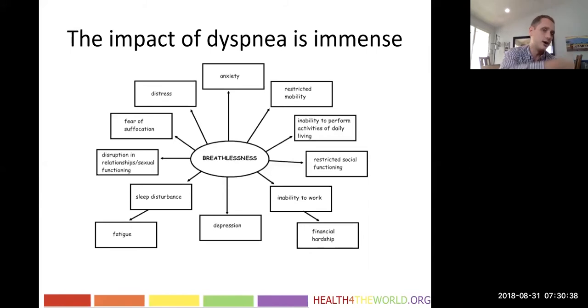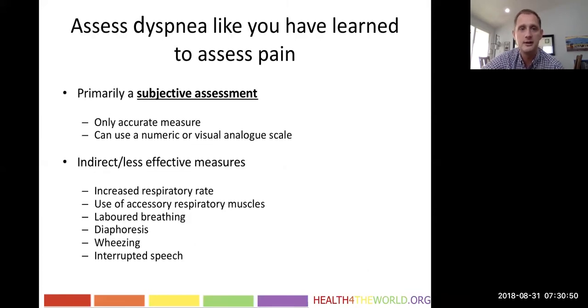So ultimately, this all goes back to what we said at the beginning, that the appropriate diagnosis of dyspnea for palliative care purposes is you have to ask the patient if they're feeling short of breath and how severe their short of breath is. So then how do we ultimately assess it in order to come up with the treatment plan? It's a subjective assessment just like pain.